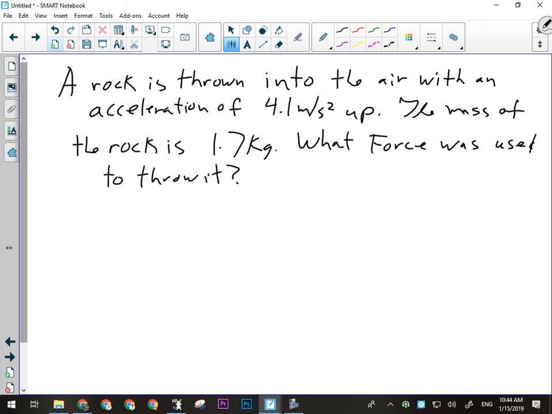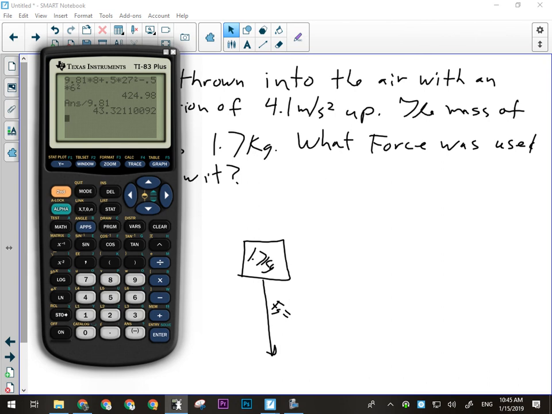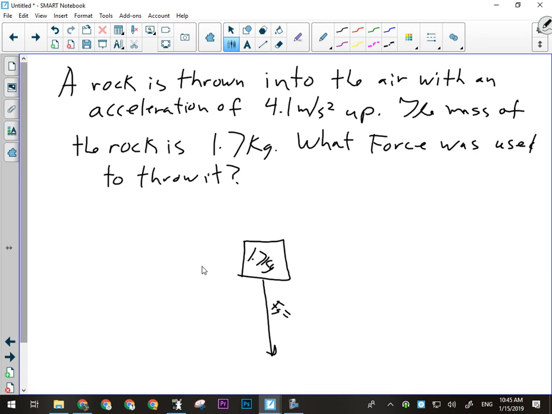Okay, free body diagram of the rock. What forces should I draw? Force of gravity, which we'll calculate right now. So we've got 1.7 times 9.81. And what other force needs to go on there? Or do any other forces need to go on there? Right, the force applied. The most common mistake in a question like this is to forget gravity, but we didn't do that, so that's good.